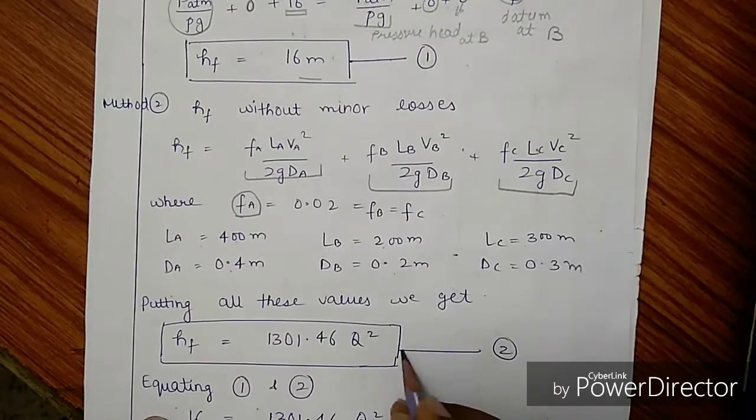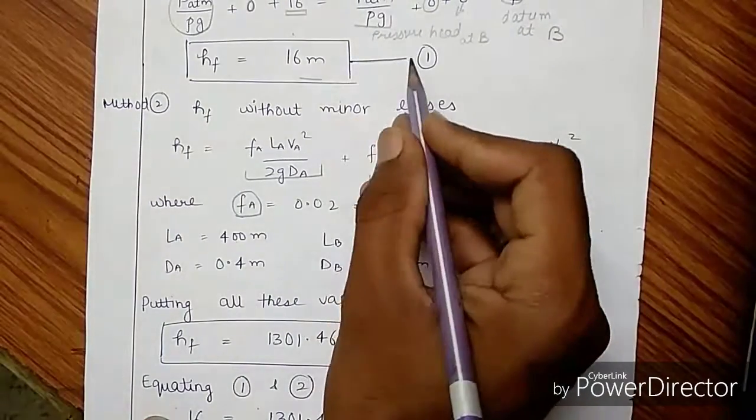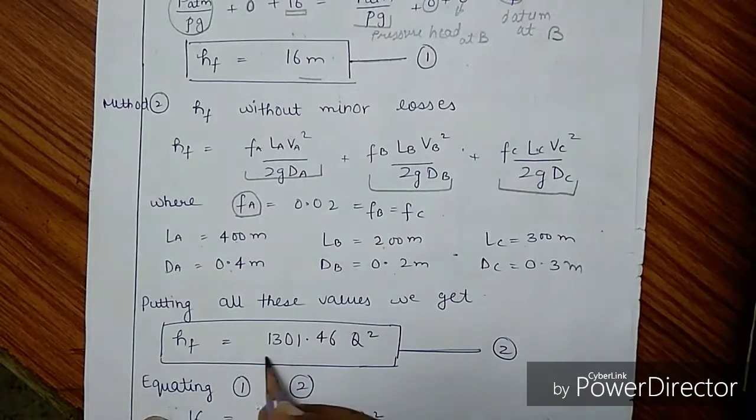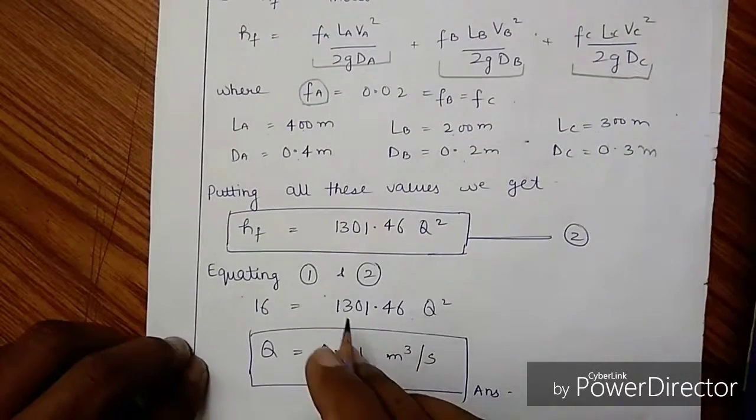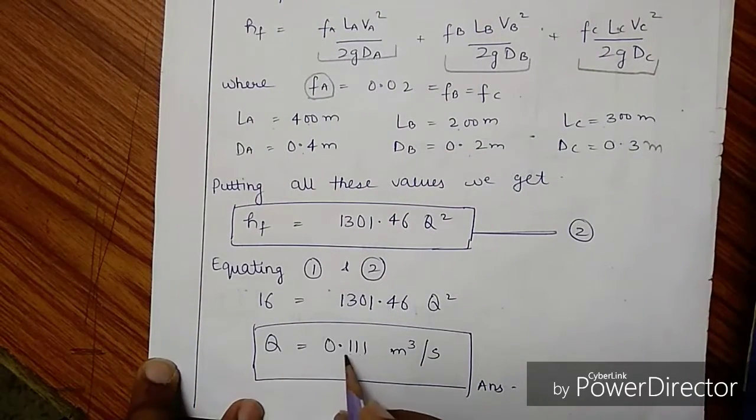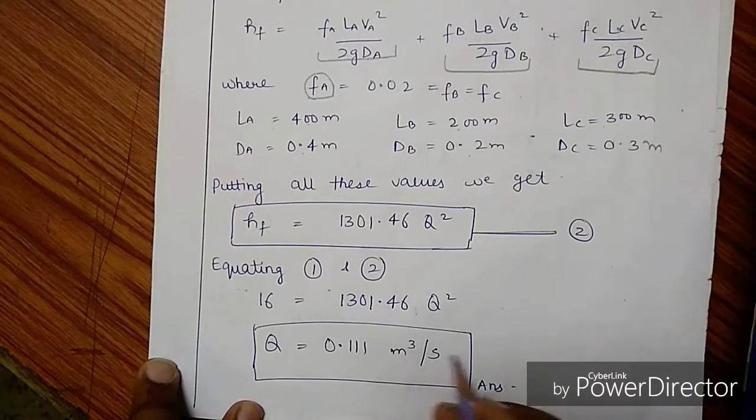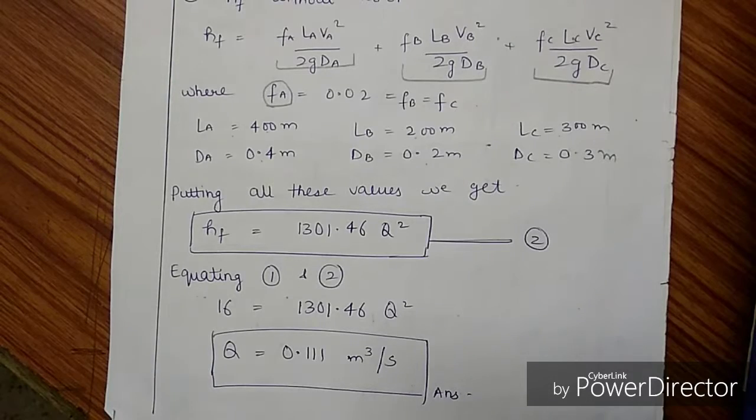So now comparing, from equation 1, HF is 16 meter, and from equation 2, HF is 1301.46 Q square. Equating 1 and 2, we get Q is equal to 0.11 meter cube per second. So the discharge through the pipe neglecting minor losses is 0.111 meter cube per second.